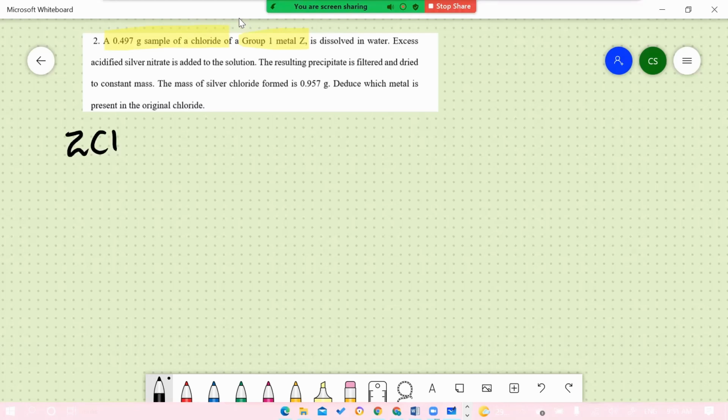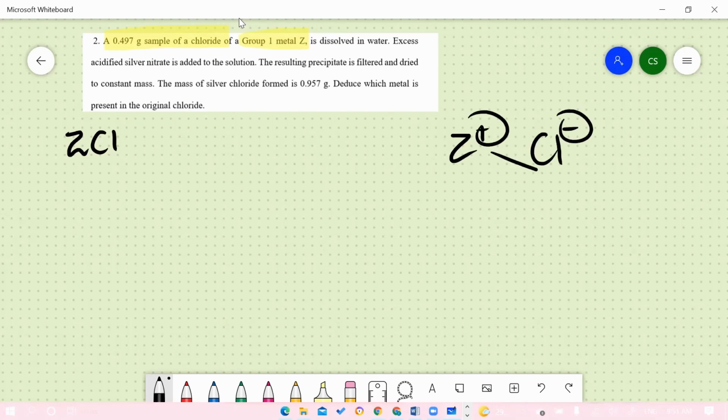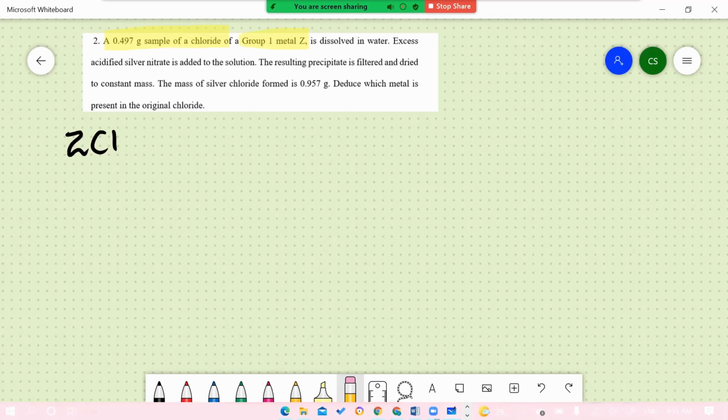ZCl. You can deduce the formula because Z is plus and Cl is minus. We do the whole crossing thing, but since they're both one, we just put ZCl, right? It says it was dissolved in water. So what would be the state symbol for this? This now would be aqueous.